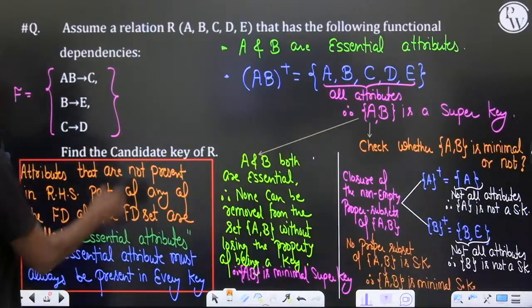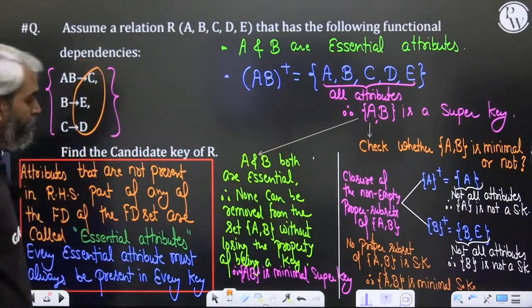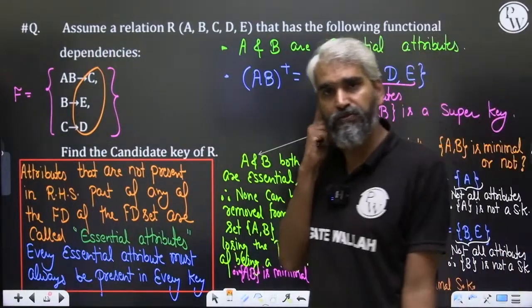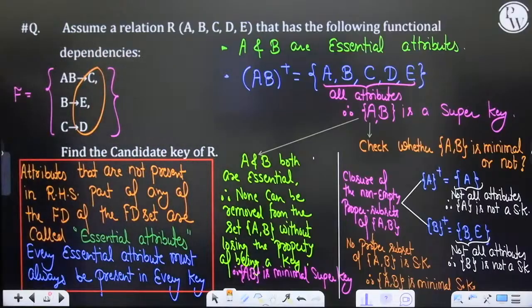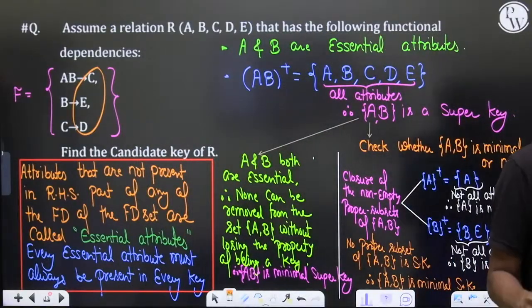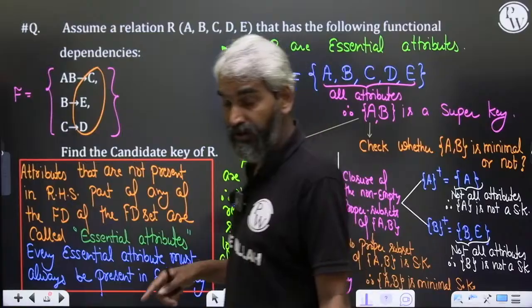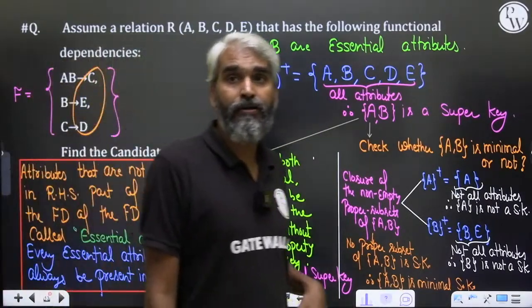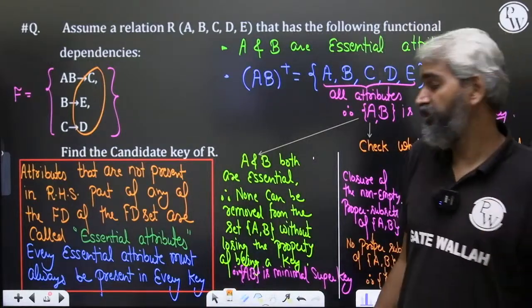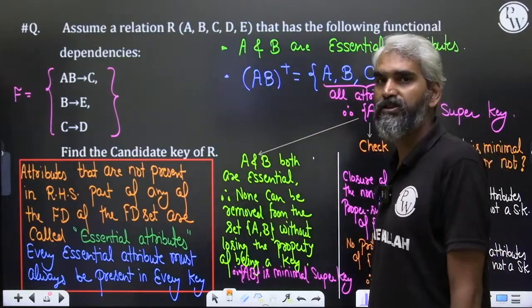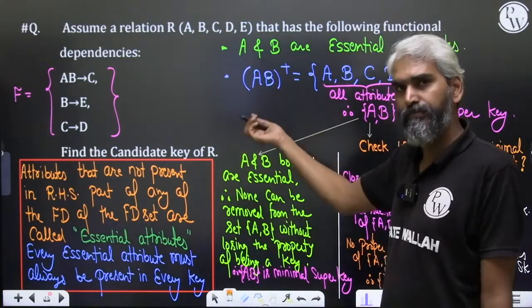So the attributes that are not present in the right hand side part of any functional dependency will be called essential attributes, and every essential attribute must be present in every key. People are confused between essential attribute and prime attribute. Every essential attribute will be a prime attribute, but every prime attribute need not be an essential attribute. Because an essential attribute will be present in every candidate key, it is guaranteed to be a prime attribute, but a prime attribute need not be an essential attribute. Sometimes the set of essential attributes itself will become the candidate key, right?